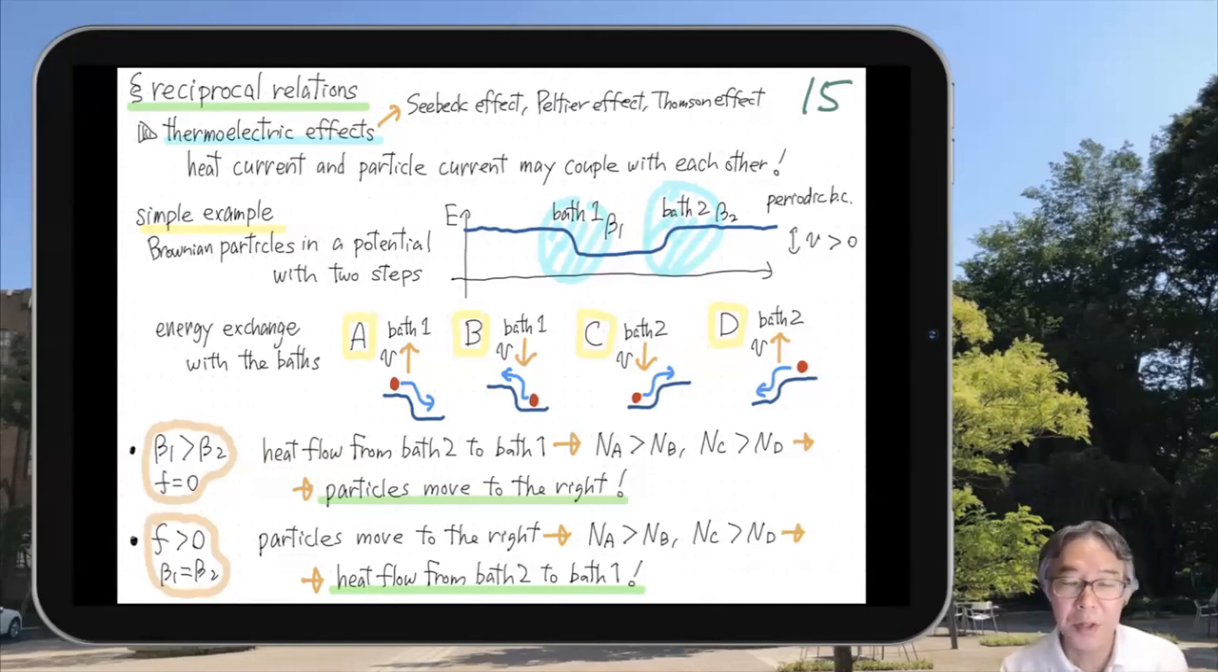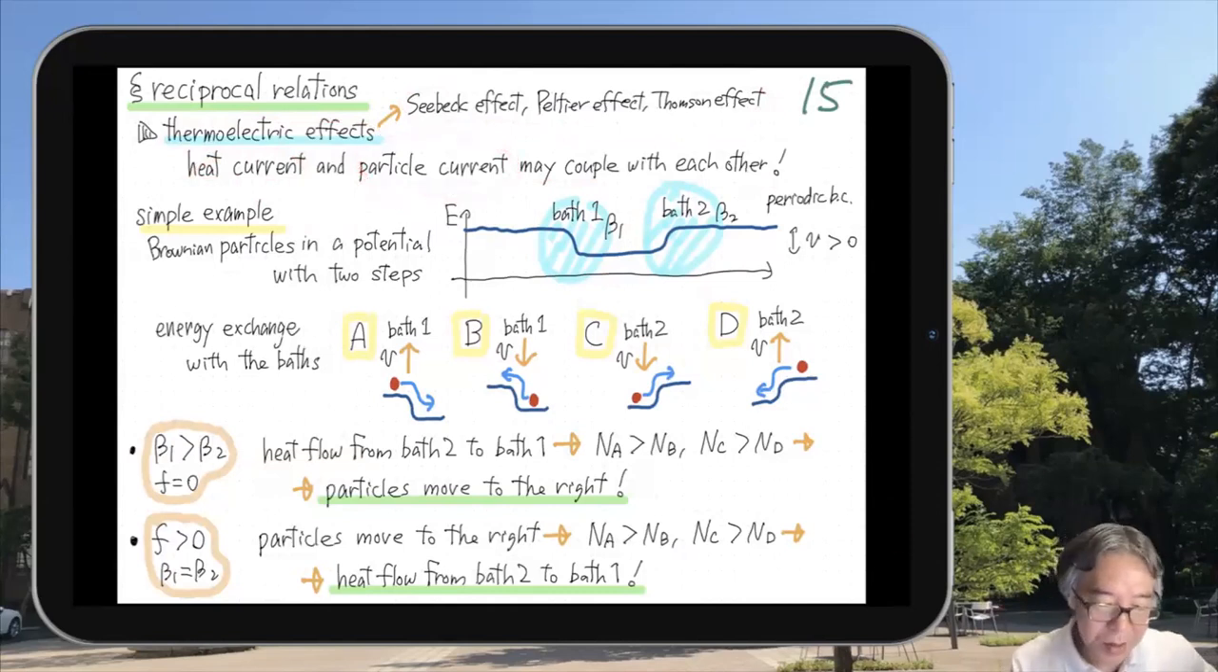So to motivate reciprocal relations, I like to discuss something called thermoelectric effects. Examples are the Seebeck effect, the Peltier effect, and the Thomson effect. But don't ask me what they are. I'm always confused which is which. But anyway, these effects say briefly that heat current and particle current, in many cases electrical current, may couple with each other. This may sound a bit surprising because heat current is just heat current and particle current is particle current. They are very different.